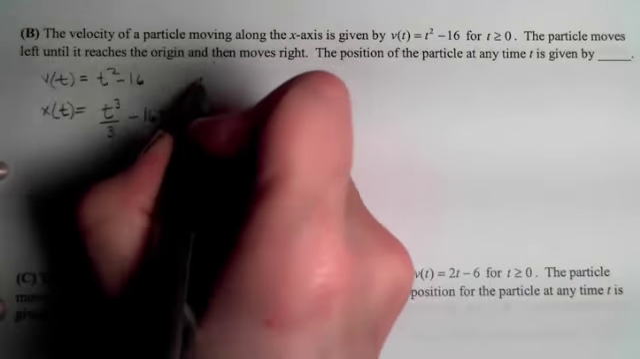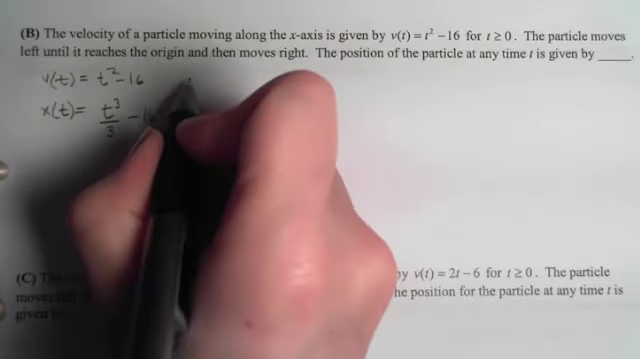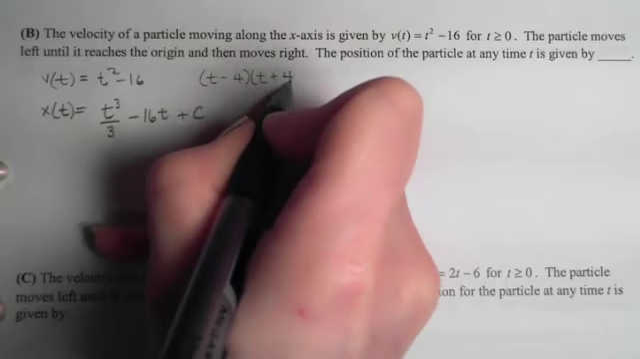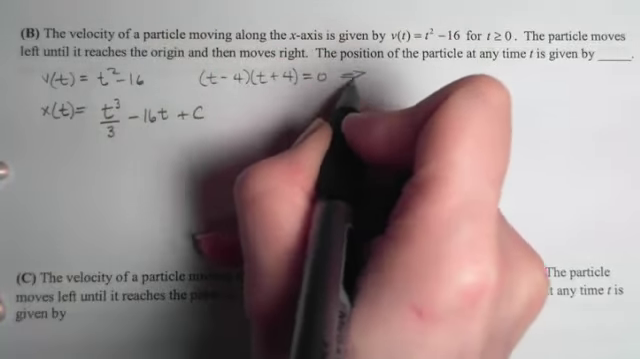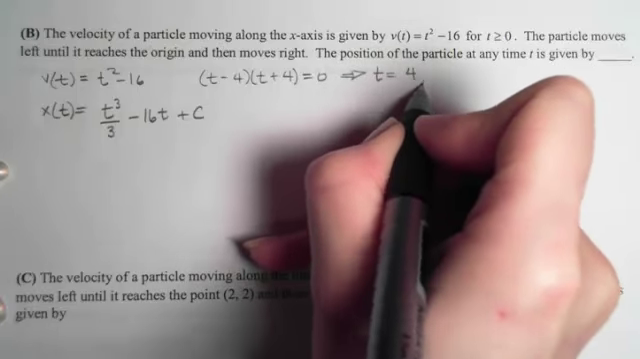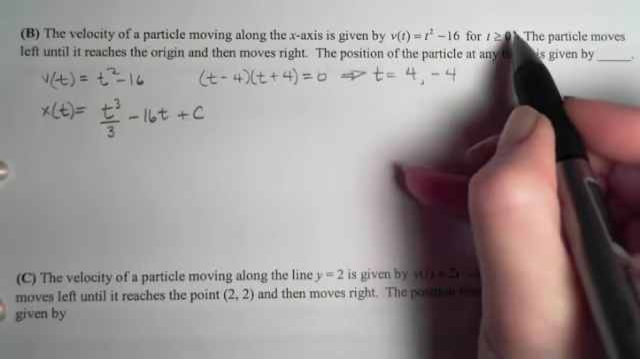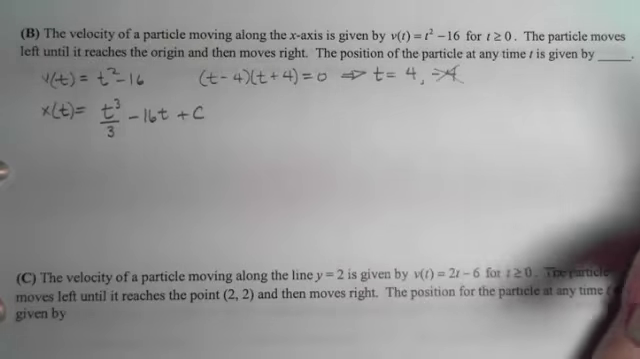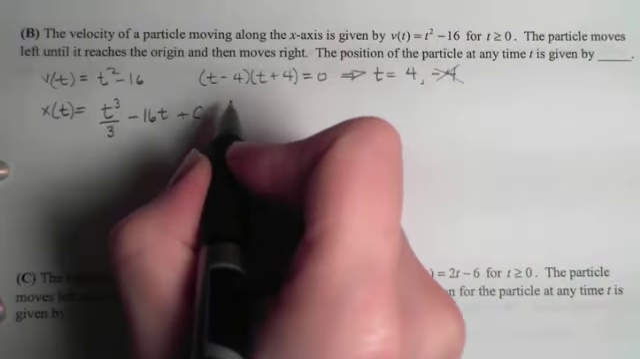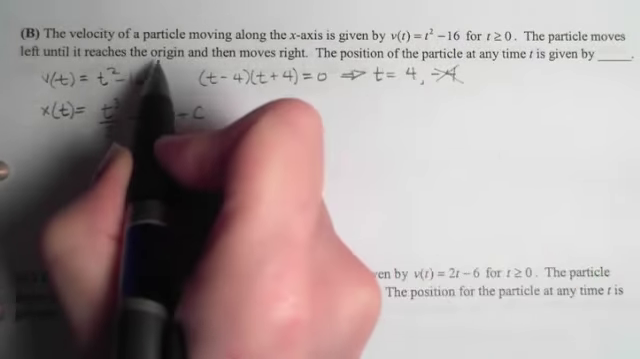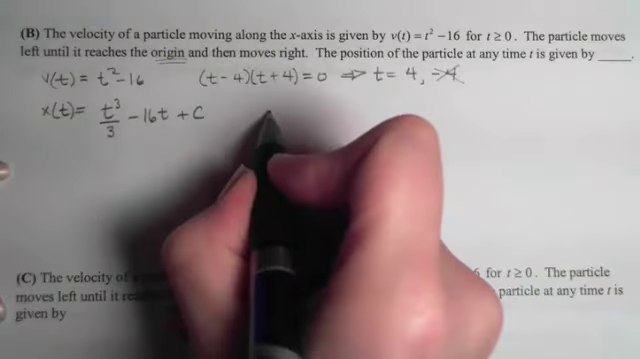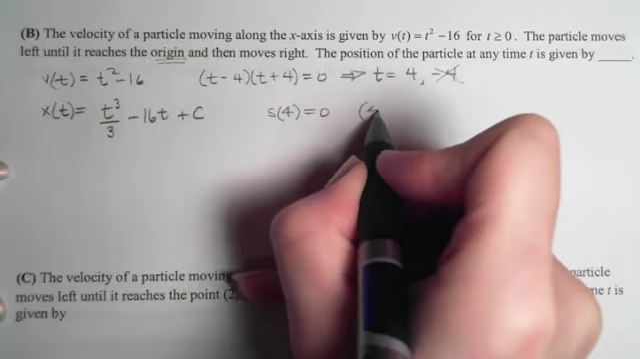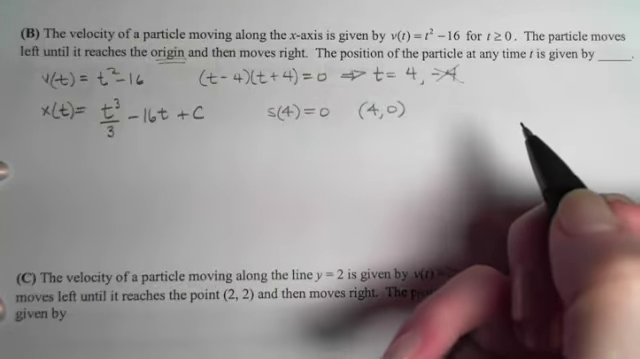Now we know the velocity is going to be 0 when we reach the origin. So that means we have (t minus 4)(t plus 4) equal to 0. That happens when t is 4 or negative 4. But I was given that t must be positive, so I'm not going to use the negative 4. I'm just going to use the positive 4. And I have been told that at this time I'm going to be at the origin. So the position when time is 4 is going to be 0, or we'll have the point (4, 0) on the position curve.